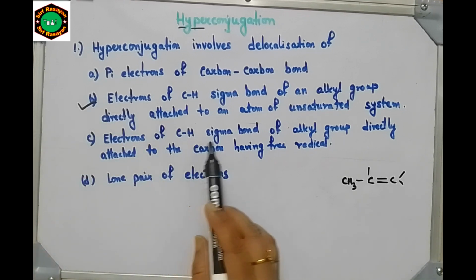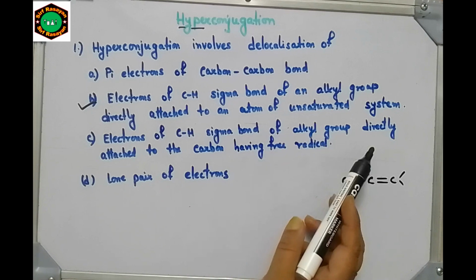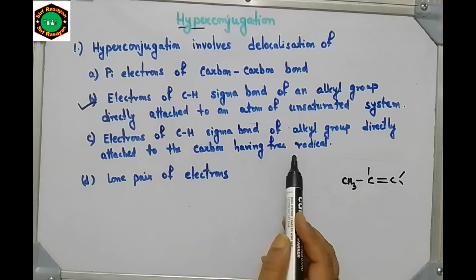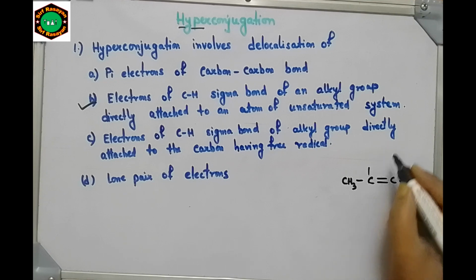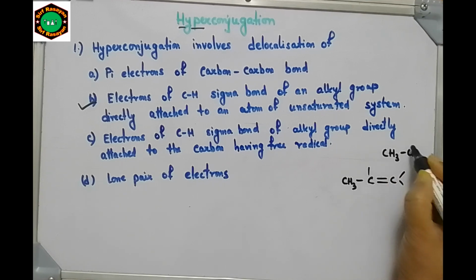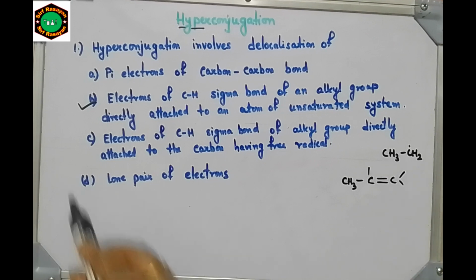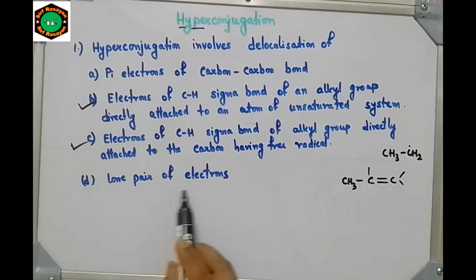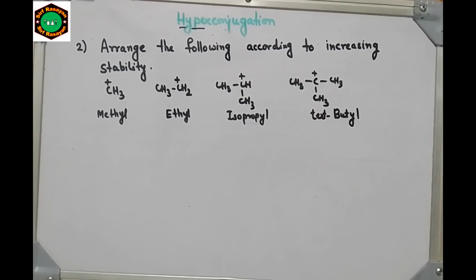Electrons of the C-H sigma bond of an alkyl group directly attached to the carbon having the free radical. We have seen that for this system, CH3CH2•, hyperconjugation is possible. So this is correct. Lone pair of electrons: this is not correct.